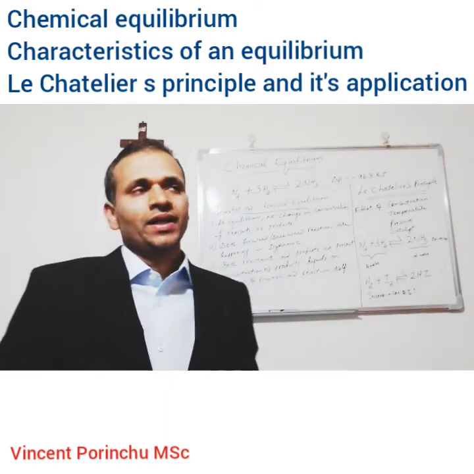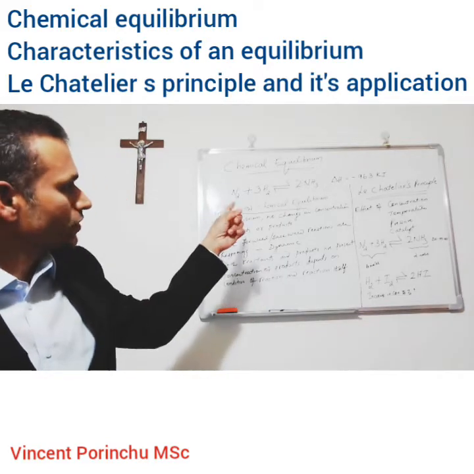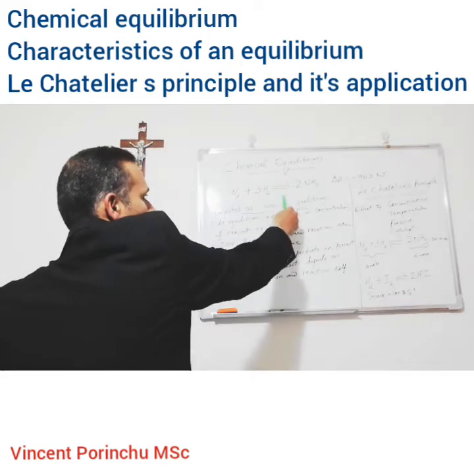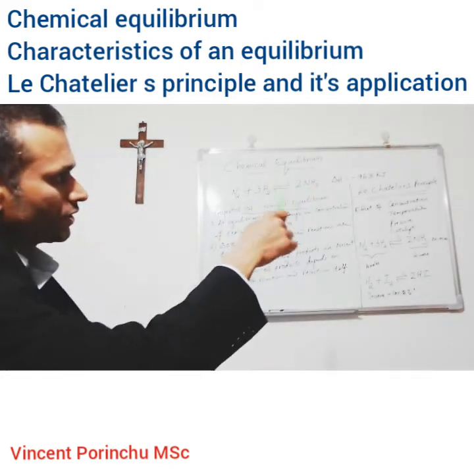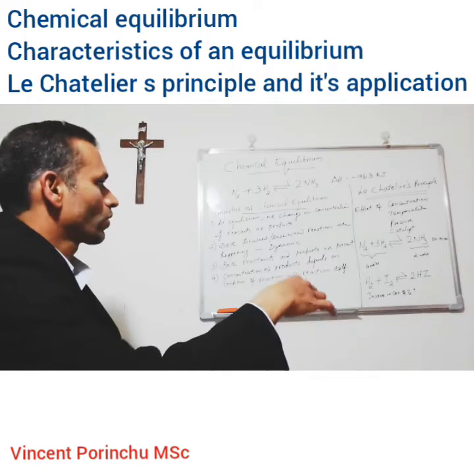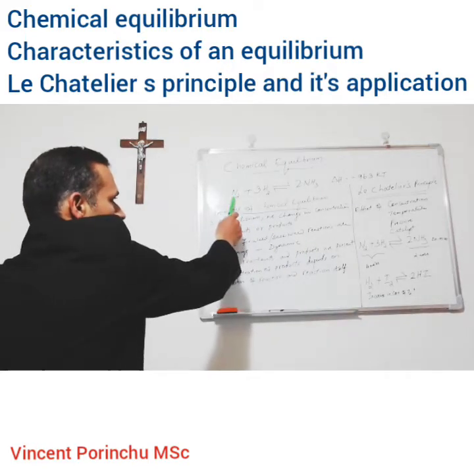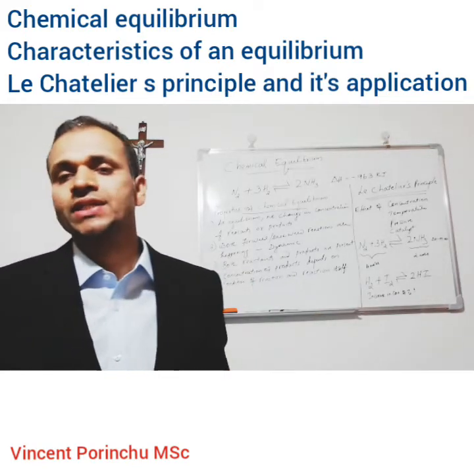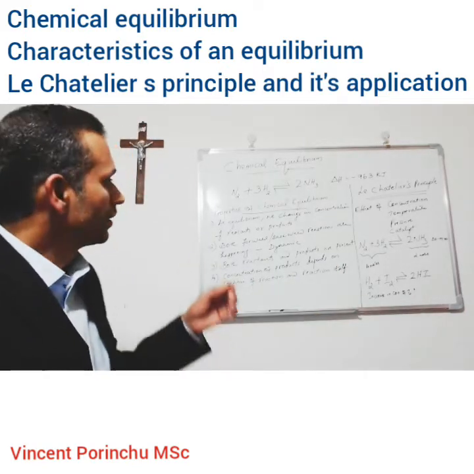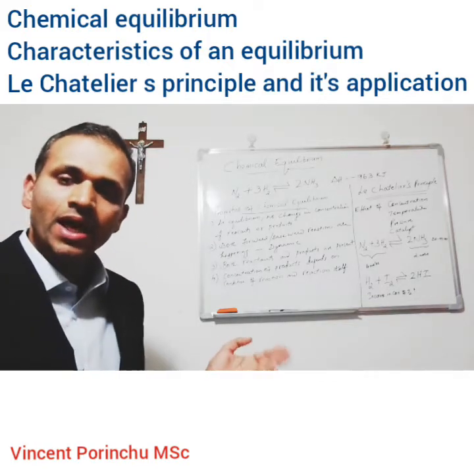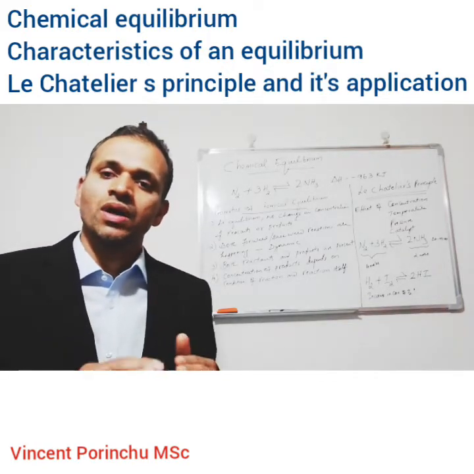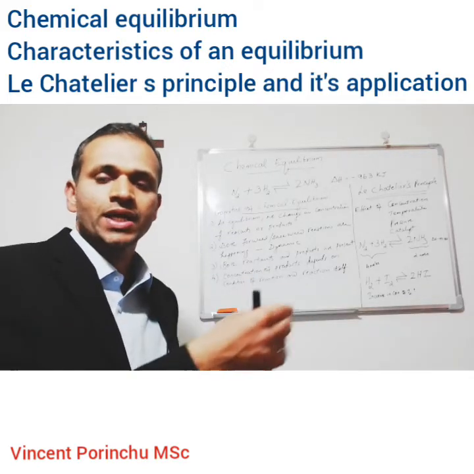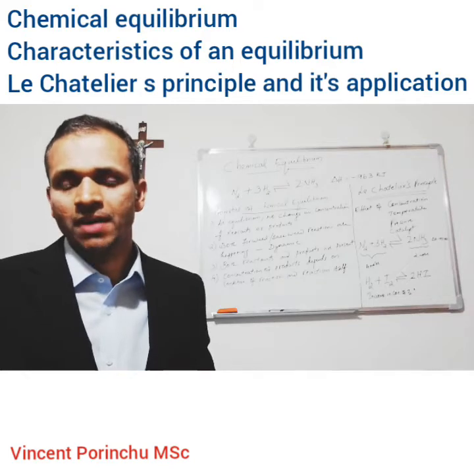So here N2 plus 3H2 gives 2NH3. This is an equilibrium that shows a double arrow. So here the effect of concentration we are going to discuss. For that we count the total number of moles on the reactant side. There is 1 mole of nitrogen and 3 moles of hydrogen. So total 4 moles of reactants. And on the product side there are 2 moles of ammonia.